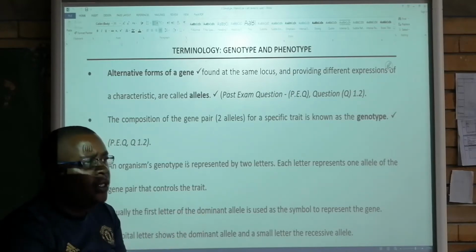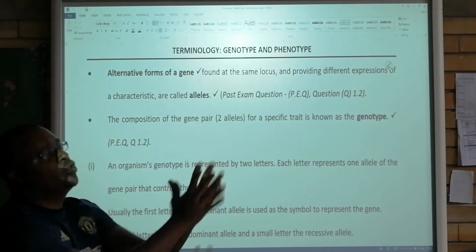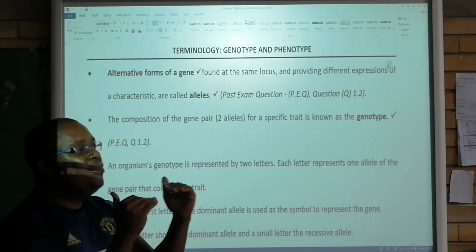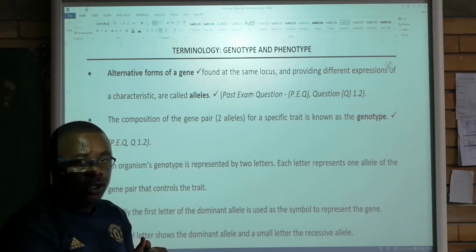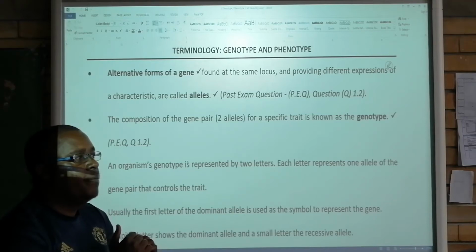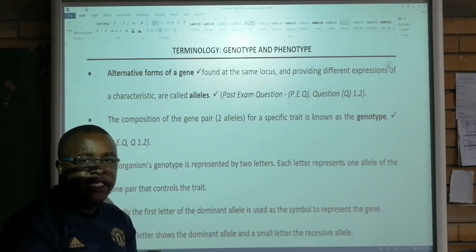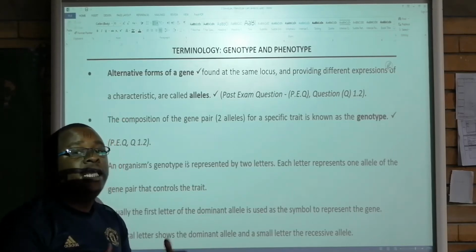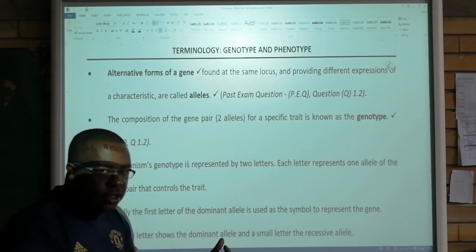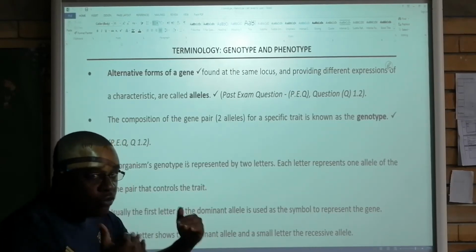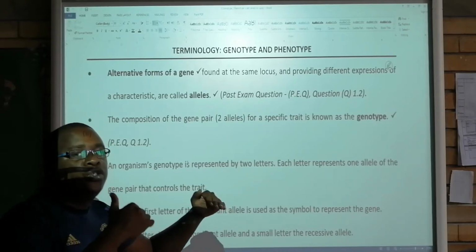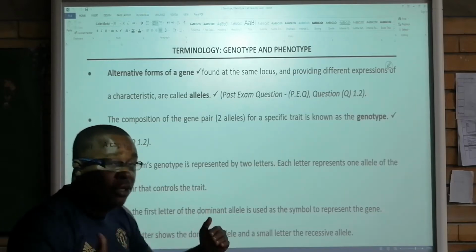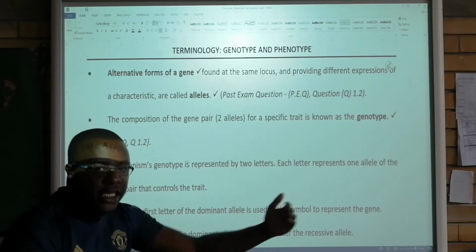If you're looking at pea plants, we have two homologous chromosomes, and on the same locus on each chromosome we are going to find two alleles that are coding for the same characteristic, which is height, but they may be coding it in different ways. Remember what we said? Alternative forms. Whether an allele is coding for tall and another for short, at the end of the day you're still talking about the same thing: height in pea plants.